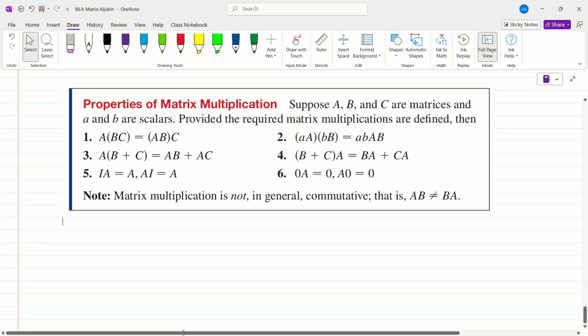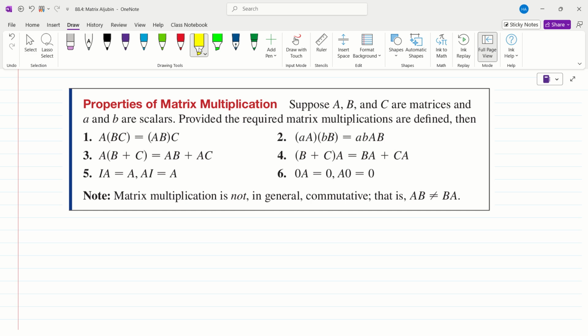Matrix multiplication also has some convenient properties. Here we're assuming that A, B, and C are matrices and that little a and little b are scalars. First of all, property number one tells you that when you're multiplying three matrices together, you have a choice in the order of which you're multiplying them. You could multiply the last two matrices first, and whatever you get, multiply times A.